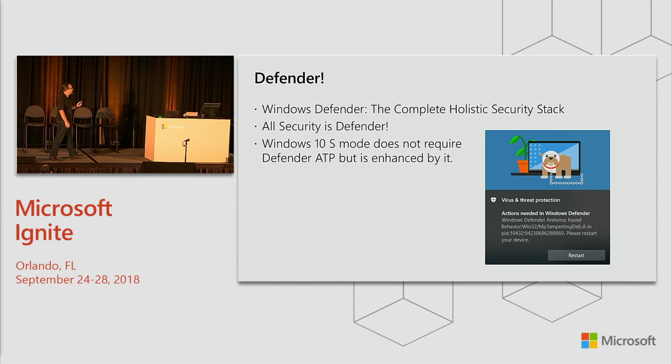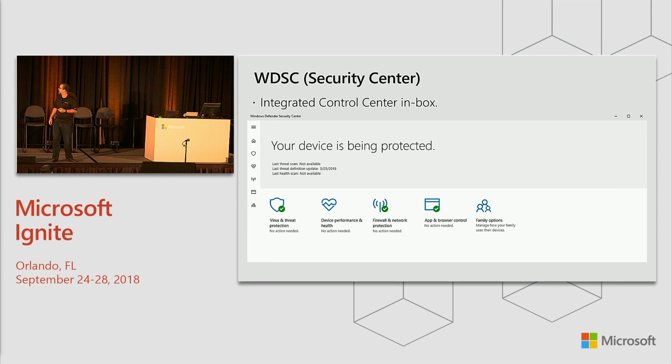Windows 10 S mode does not require Defender ATP, but it is heavily enhanced by it as well. Defender signature updates come with every check-in to Microsoft Update and Windows Update, but can be controlled as well through modern management, either through your MDM provider or through Windows Update for Business from Windows Intune or Microsoft Intune. You'll have an integrated control center in the box telling you your device is being protected, giving you the breakdown of your device health, your virus signature updates, your app and browser control, and in some cases, if you're using Home Edition, family services as well.